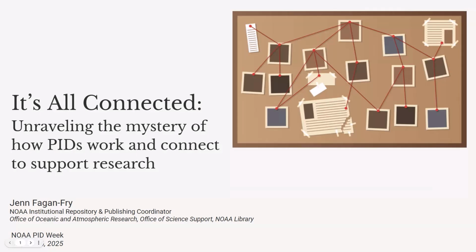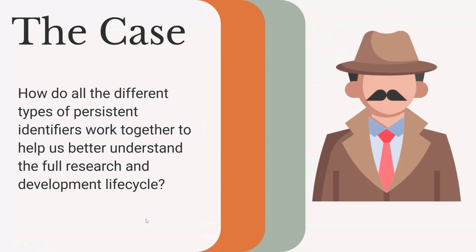So, what are we doing here today? We have a case. We have named him lovingly in the library Detective Dan. And what we are looking at today is how do all these different types of persistent identifiers work together, and how do they help us and enable us to better understand the full research life cycle from soup to nuts.